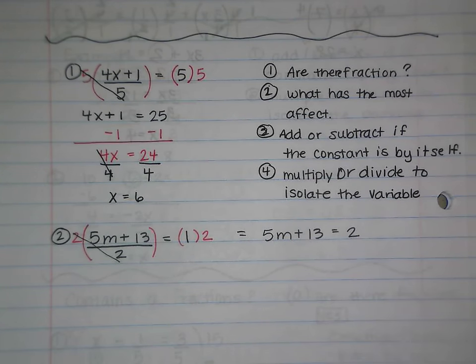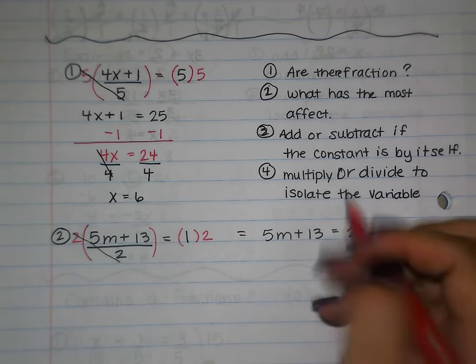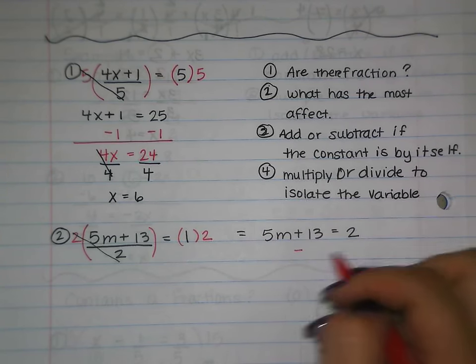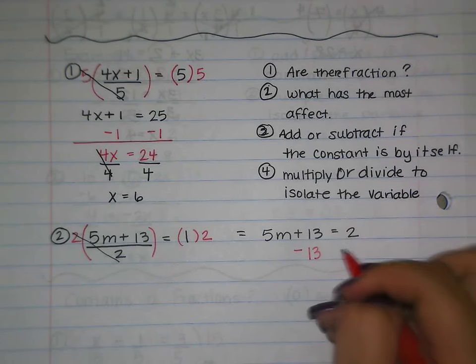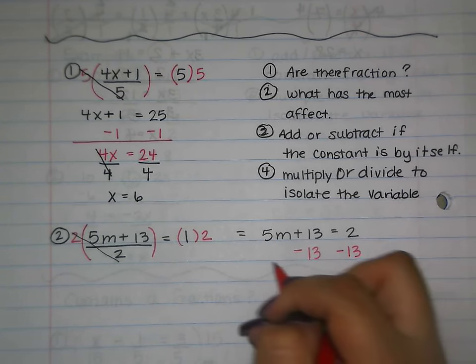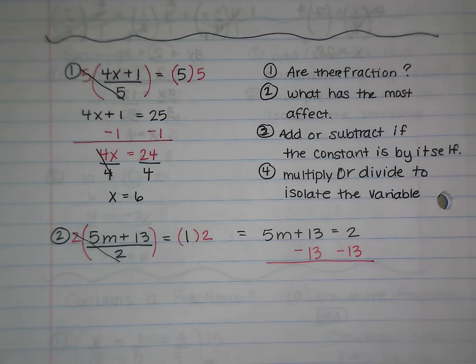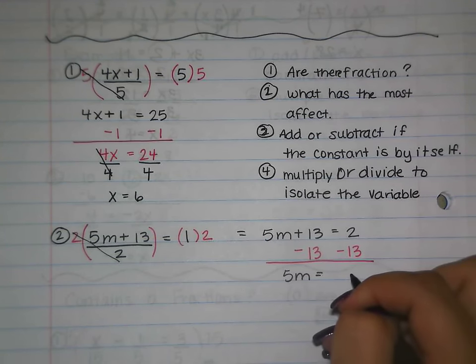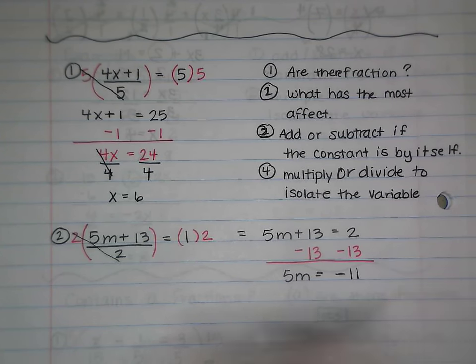After that, we're going to add or subtract if the constant is by itself. Well, is the constant by itself? It sure is, so we're going to subtract because 13 is added to 5m, and the opposite of addition is subtraction. So we're going to subtract 13 from both sides. That's going to leave us with 5m equal to negative 11, because negative 13 plus 2 is negative 11.